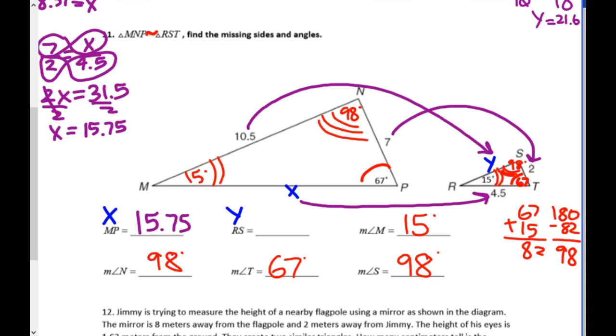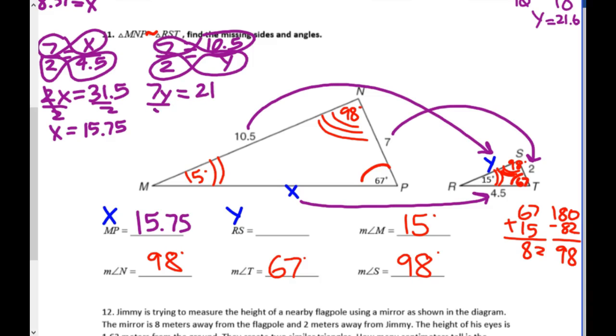Do the same thing for Y. Let's take 7 over 2 again from left to right equals, and then from left to right, it's 10.5 over Y. Notice Y is not always on top. X is not always on top. Okay, 7 times Y, 7Y. 2 times 10.5 is 21. To get rid of that 7, we divide, we get Y equals 3. Okay, so you might have to add a variable to help you solve these.